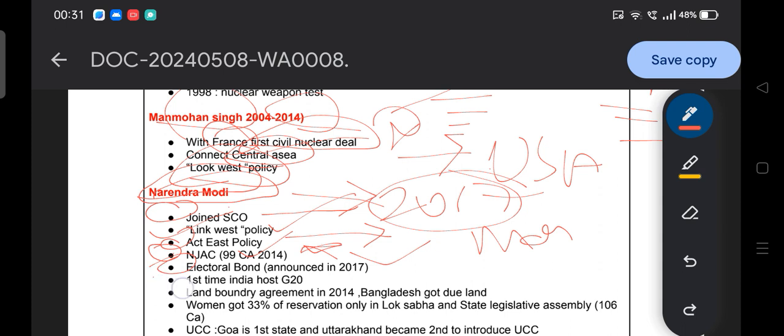Then, India hosts the G20 for the first time. They can simply ask the question: for the first time India hosted the G20 under which prime ministership? They may write down Atal Bihari Vajpayee or other options, but you need to remember it is Prime Minister Narendra Modi.